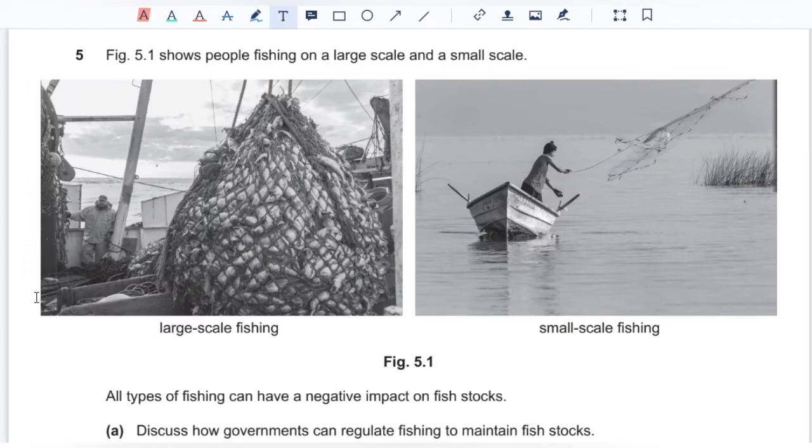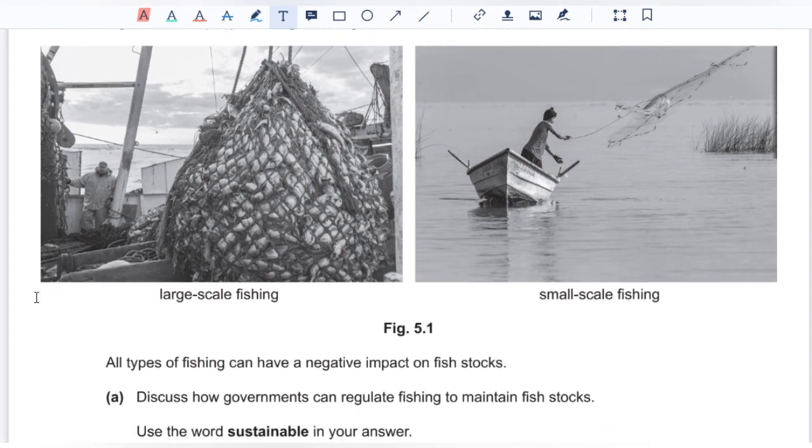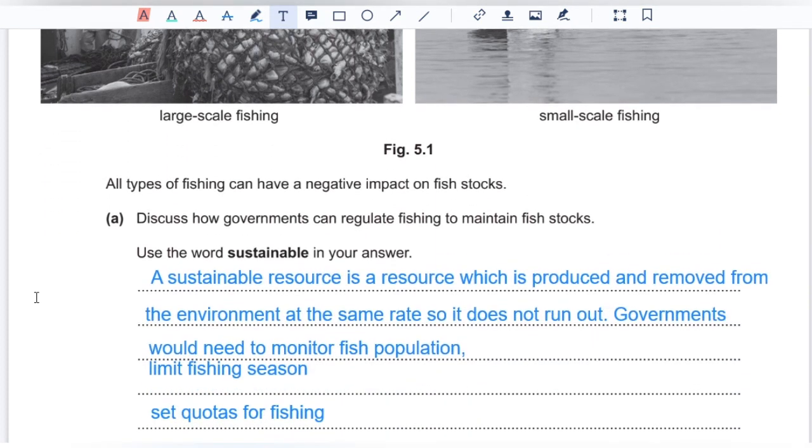Figure 5.1 shows fishing on a large scale and a small scale. All types of fishing can have a negative impact on fish stocks. A. Discuss how governments can regulate fishing to maintain fish stocks. Use the word sustainable in your answer. To maintain fish stocks, you want their numbers to not decrease, and this can be done by using sustainable resources. A sustainable resource is a resource which is produced and removed from the environment at the same rate so that it does not run out.